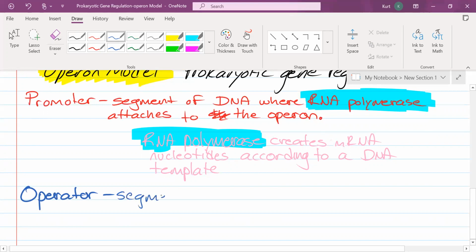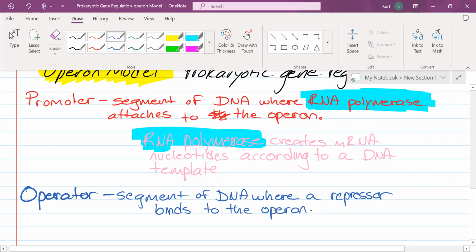An operator is a segment of DNA where a repressor binds to the operon. Now, I made the assumption that everyone knew what the word repress means, but that's not the case. So I want to tell you guys what the word repress means. I have dictionary.com open. There are 70,200,000 results for repress. Here's the basic definition: subdue by force. Synonyms include suppress, quell, quash, subdue, put down, put an end to, restrain, hold back, keep back, hold in, bite back, suppress.